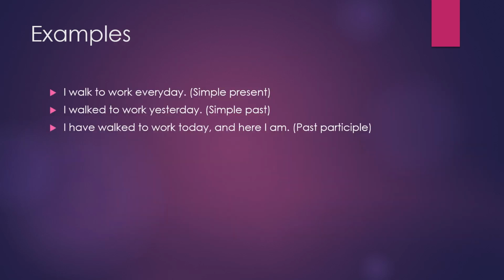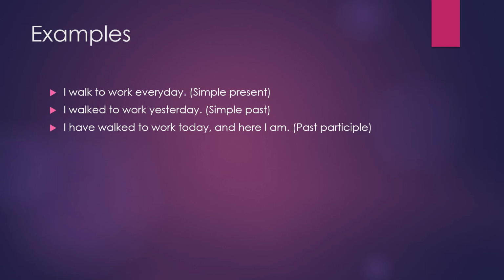So let's look at these examples. Each sentence represents a different tense. Each sentence contains a verb that indicates the tense. The first sentence reads, I walk to work every day. Sentence number 2, I walked to work yesterday. And sentence number 3, I have walked to work today and here I am.